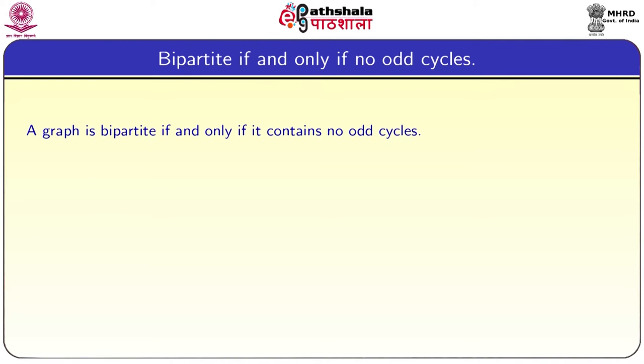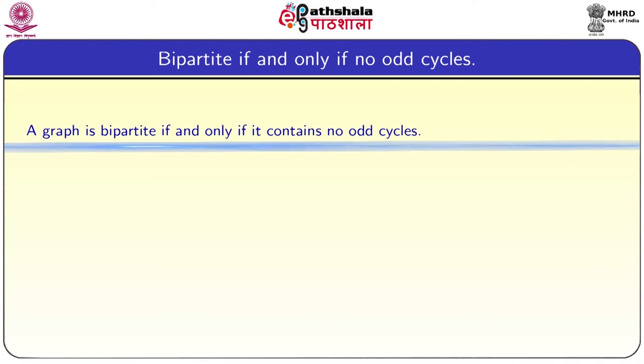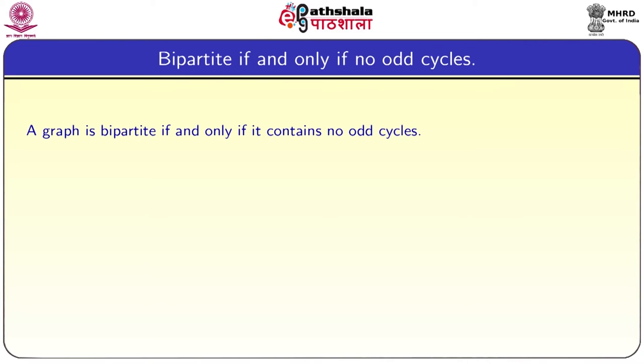Now we are going to prove an important result. That is, a graph is bipartite if and only if it has no odd cycles.